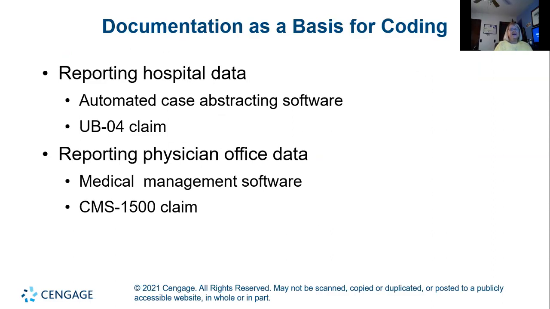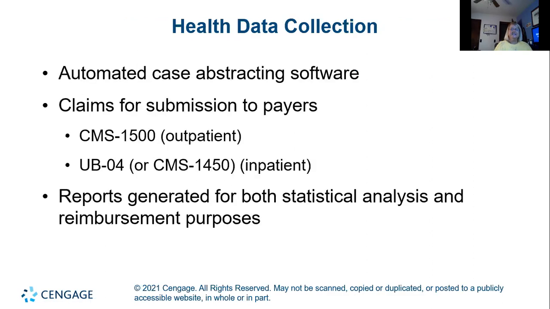Reporting hospital data is on the UB04 claim, which is the hospital-based claim that they actually submit to the insurance for reimbursement, or the physician claim, which is the CMS 1500 claim form, which is submitted to insurance companies for payment for physician services. Health data collections, automated case abstracting software can be done.